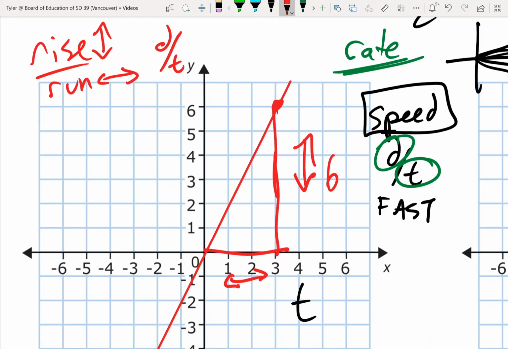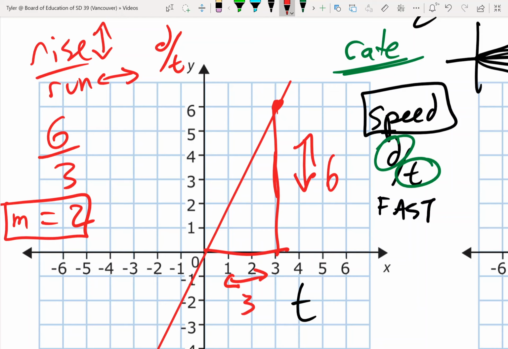This is 6, and this is 3. So when I make my formula, the rise is going to be 6 divided by 3. That's the slope. The other way you can write that, you can simplify, it just turns into 2. The letter for slope is m, and I don't know why. Okay? So the slope was 2. We did rise over run, it gave it to us.